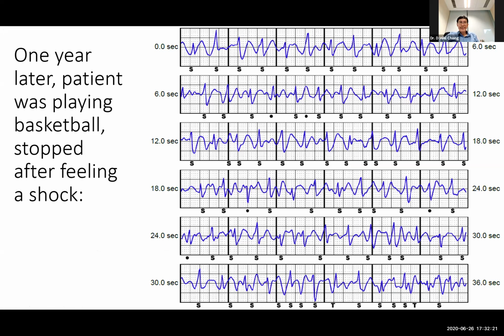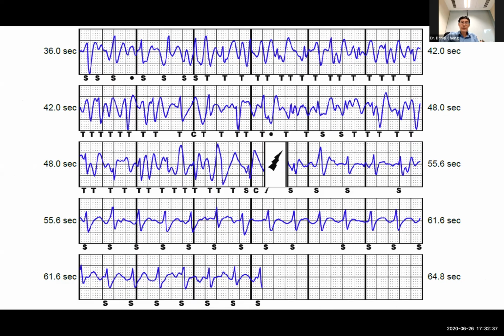However, 1 year later, the patient was playing basketball when he had to stop after feeling a shock. This was the tracing. So you can see that he was playing basketball, so his heart rate is a little bit faster now. And this was the tracing with the shock.